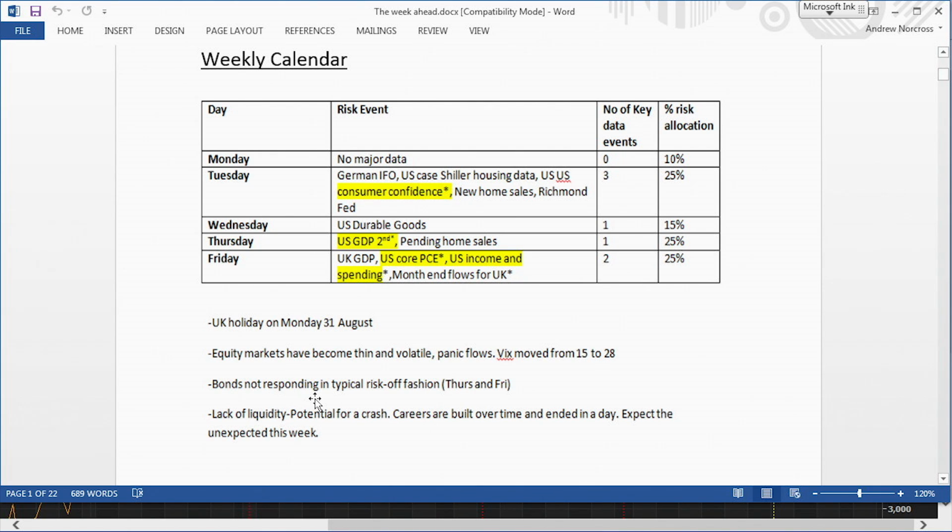And then the last thing I just wanted to point out, the bond markets are not responding in typical risk-off fashion. So important, guys. If you haven't picked up on this, pay attention. The bonds should have rallied last week. The bonds did not rally last week. The bonds barely budged last week. That's crucial to understand, because it's going to give us a potential opportunity for this week. So that's the weekly calendar and the risk events.